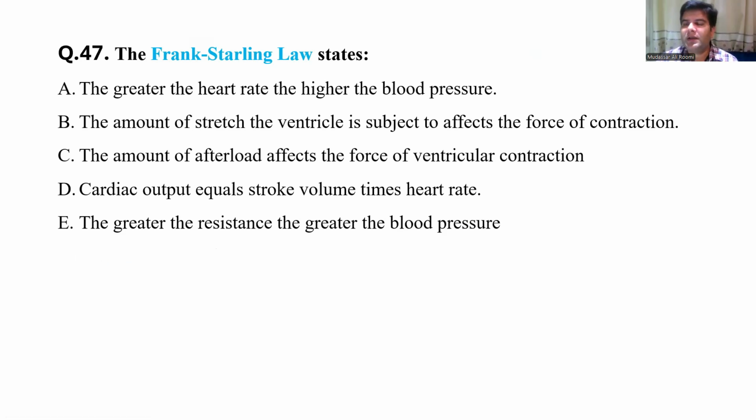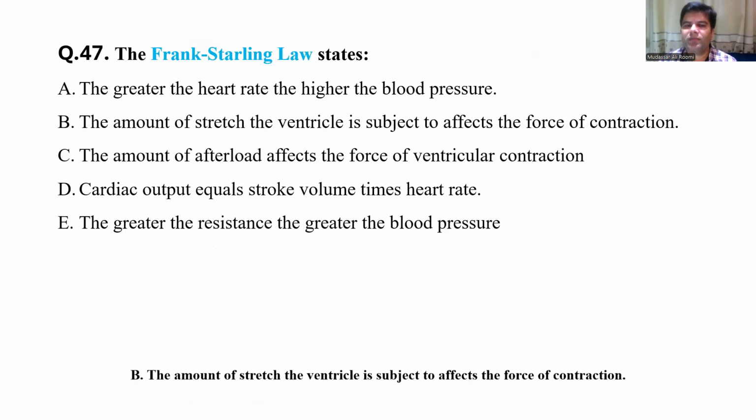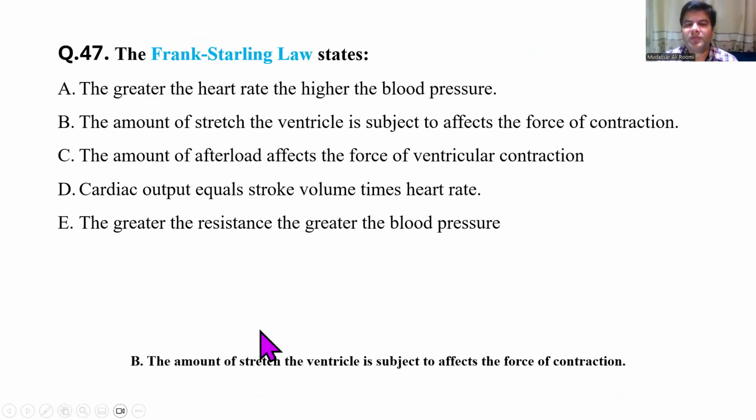And the answer is, according to Frank-Starling mechanism, the amount of stress the ventricle is subject to affects the force of contraction. This means that if more blood is filled into the heart, which means more is the end diastolic volume or preload, more will be the force of contraction. So, cardiac output is directly proportional to venous return. This law is called Frank-Starling law.